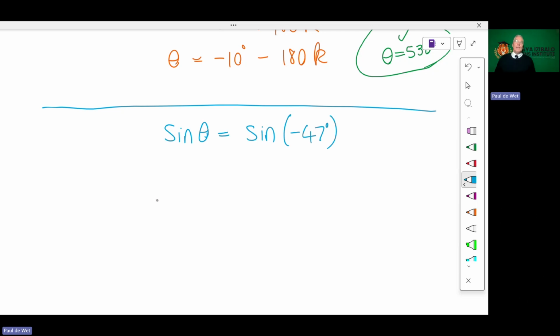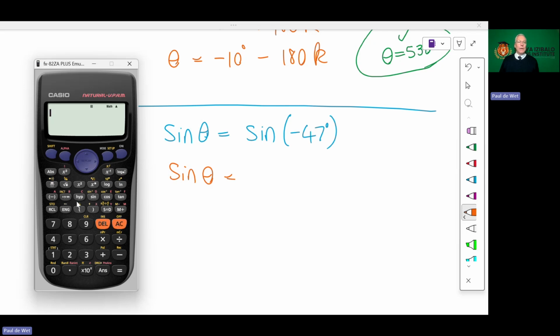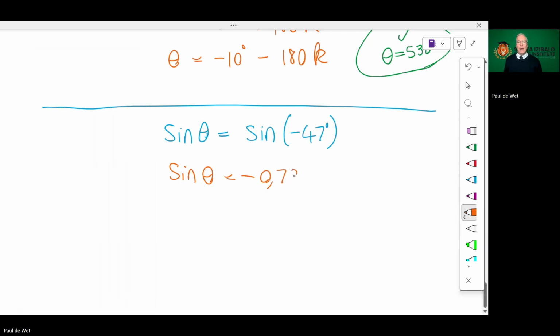Okay, so now there are two ways you could do this question. There may be more, but one thing you could do is just work out the sine of negative 47 degrees. Sine of minus 47, and we get negative 0.731. I think you would agree that's very vanilla, and I'm not going to bother to solve that, because we've done lots of these. So that's the one option.